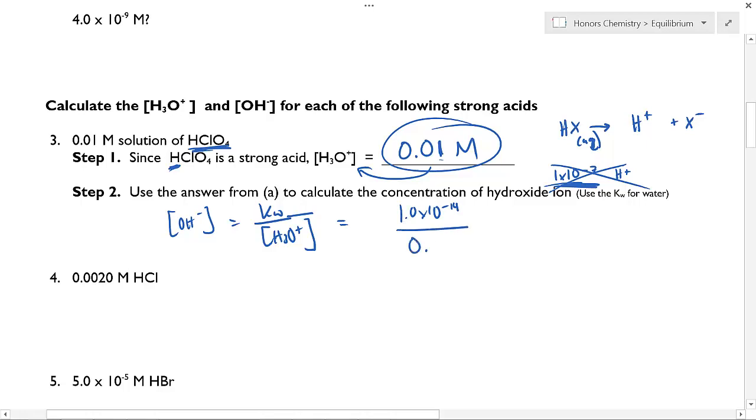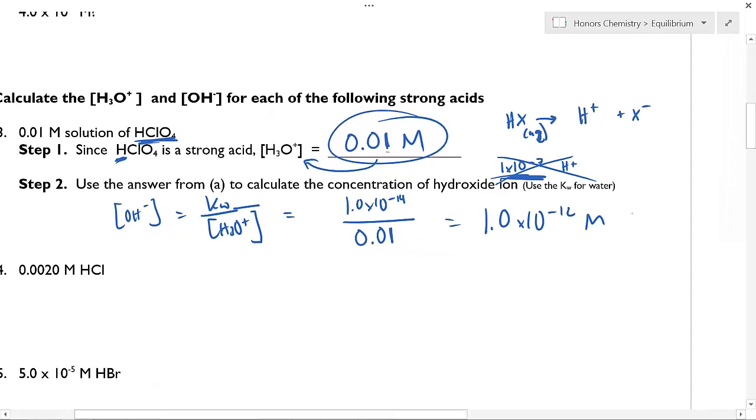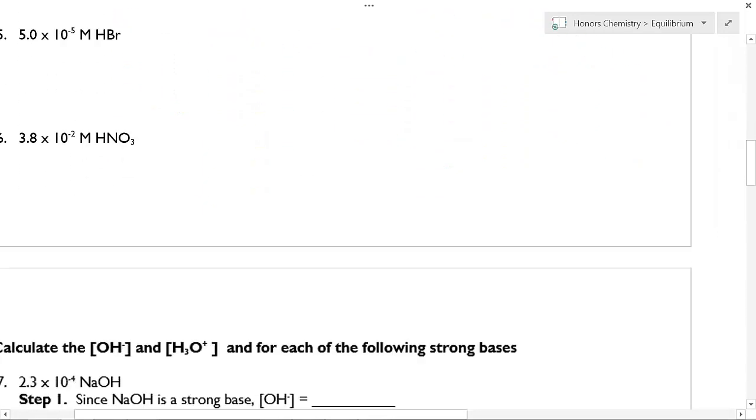You know my concentration of my acid now is just whatever I dumped in there. And you can get our final answer, times 10 to the negative 12 moles per liter. And this is of OH minus now. We're finding the opposite. So you're going to repeat those steps.